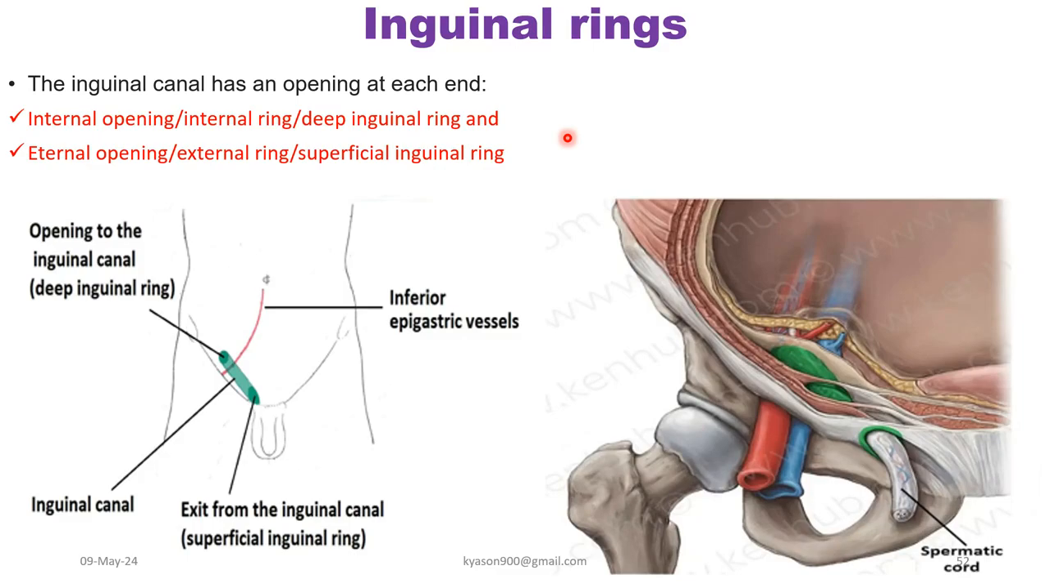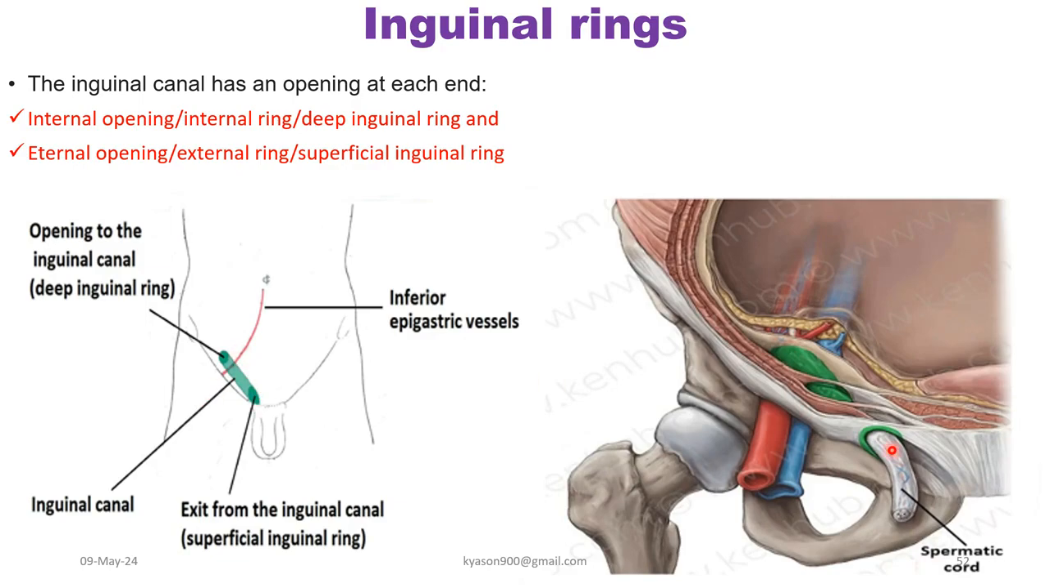We've appreciated where it is located. We've appreciated how it forms. We've appreciated the contents. Okay, let's come back to it. We say there's an inner ring or internal ring. We call it the deep inguinal ring. It's just lateral to the inferior epigastric vessels, remember.